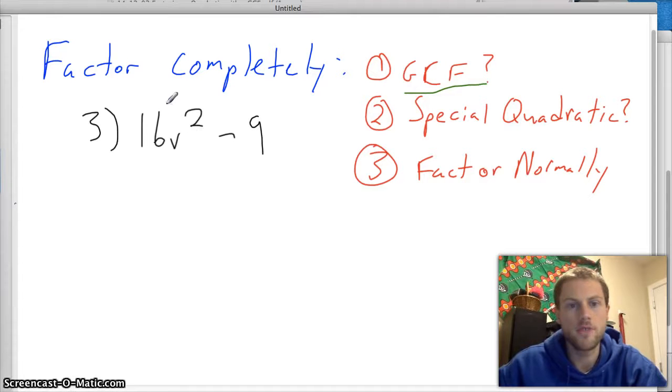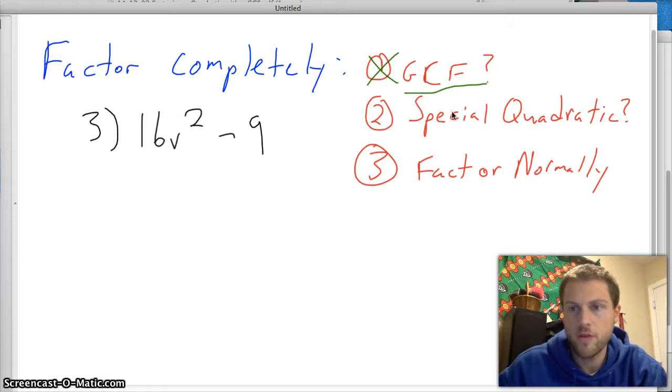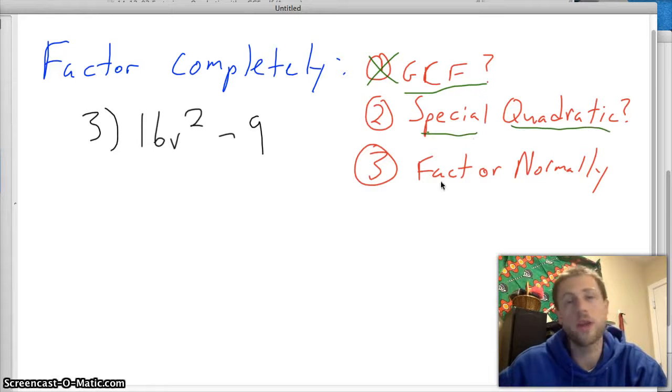So I've got a 16v squared and minus 9. I'm looking for any common factors between these two, and I'm not seeing any. So nope, no GCFs. Next, what I'm looking for is to see, is this thing a special quadratic? So those special quadratics are the difference of squares, or the square of a binomial.